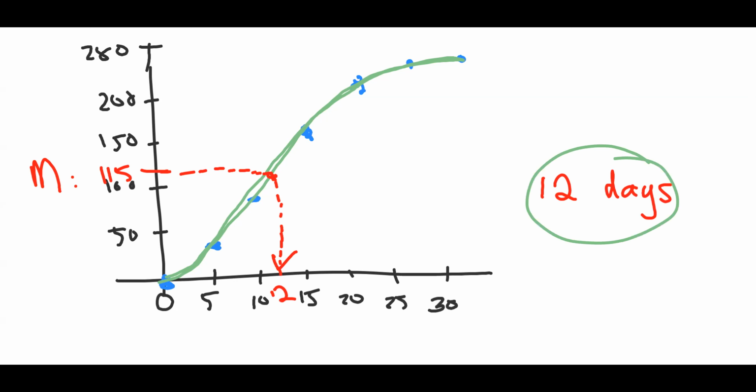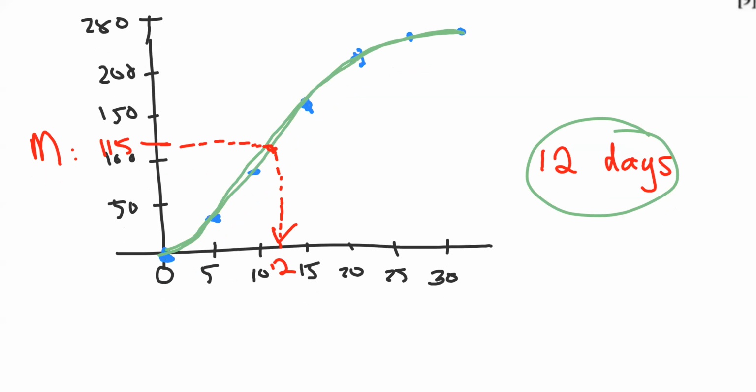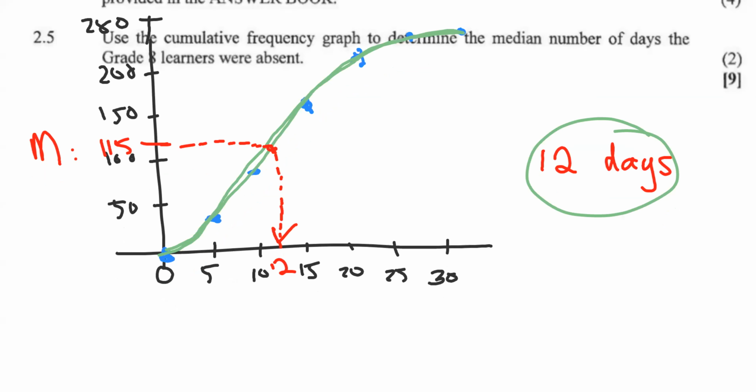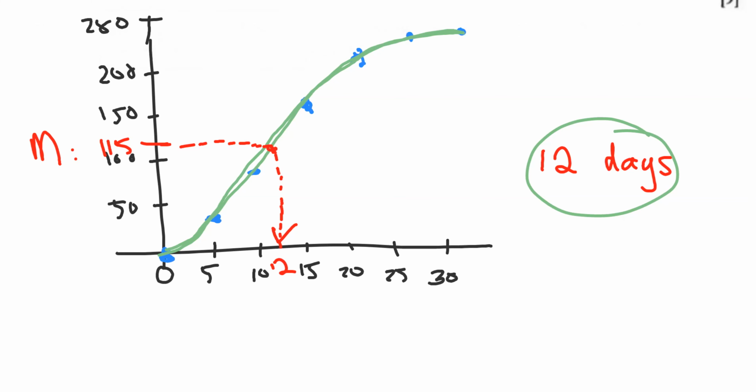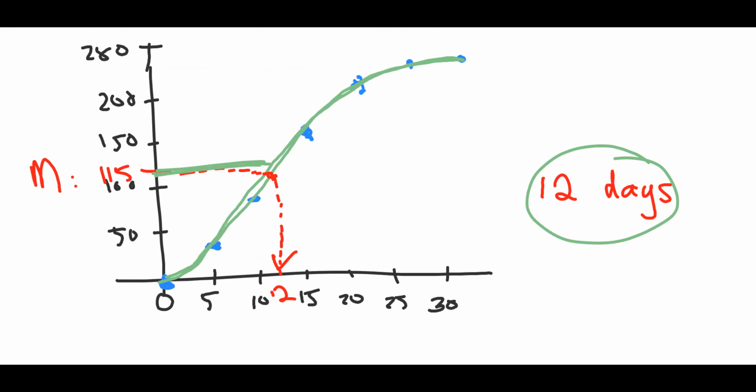Let me just read the question again. Question 2.5, it says, use the cumulative frequency graph to determine the median number of days that grade 8 learners were absent. Okay, so I went to the grade 8 learners. That's the 230 learners. The median would be in the middle there, which is 115. You go towards the line from the 115, then you go down towards the x-axis to check the number of days. Okay, so on top you have the number of learners. At the bottom, you have the number of days. And that's what we're after.